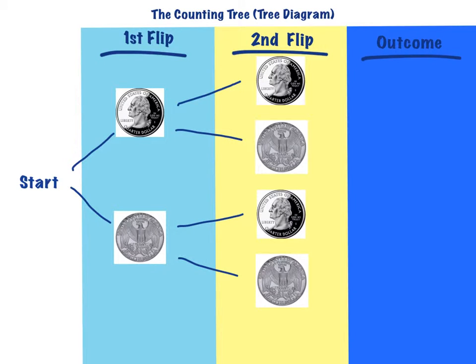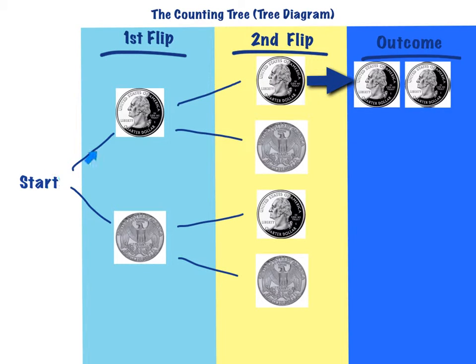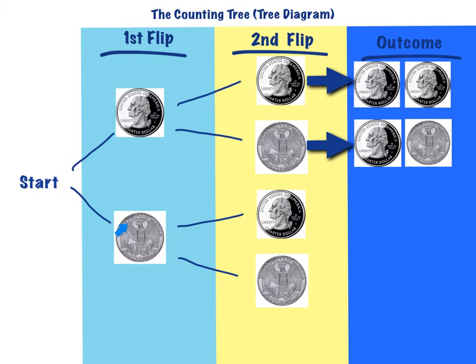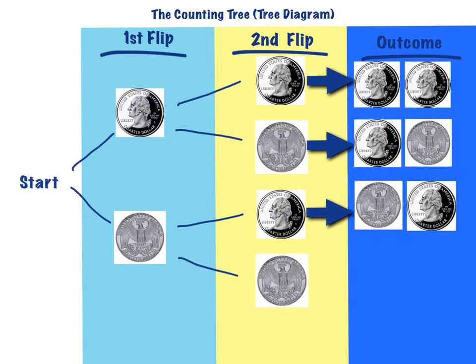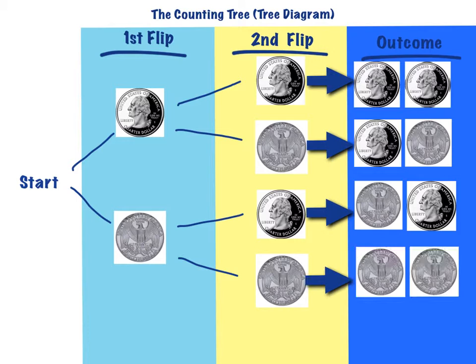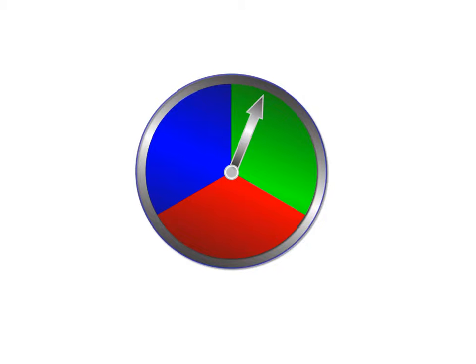So now if we follow the path of branches, it will lead us to all of our outcomes of flipping a coin twice. This path is a heads, heads. This path would be a heads, then tails. This path would be a tails, then a heads. And lastly, this would be a tails, then a tails. The counting tree has 4 different paths, so that means there are 4 different outcomes. 1, 2, 3, 4.